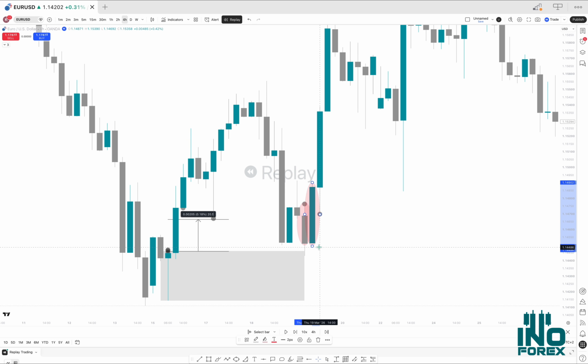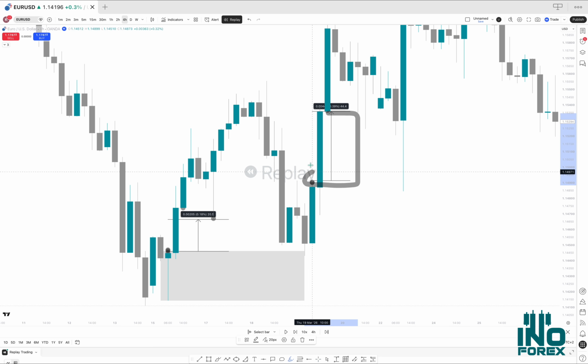So we're going to see if this candlestick has a fair value gap. We're going to select the high of this candlestick and the low of the third candlestick from this candlestick. The third candlestick is this one. We select from the high of this candlestick to the low of the third candlestick. As you see, this candlestick has a fair value gap. This space will be our fair value gap.